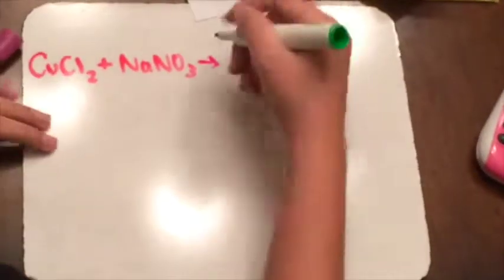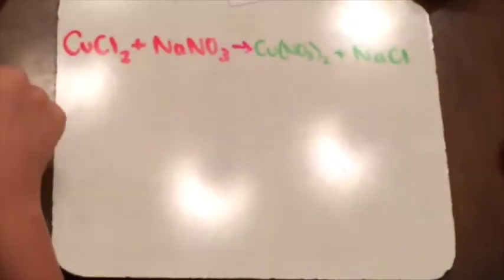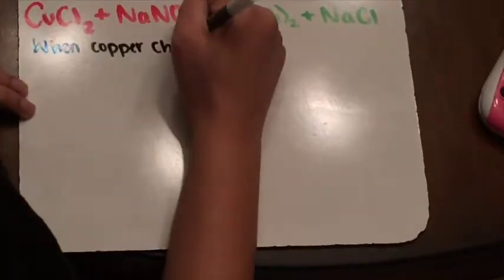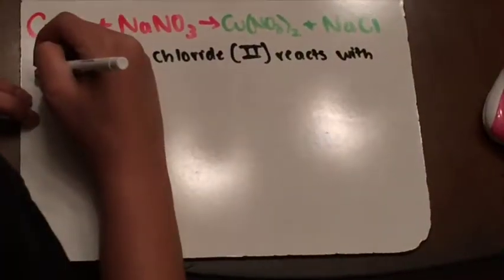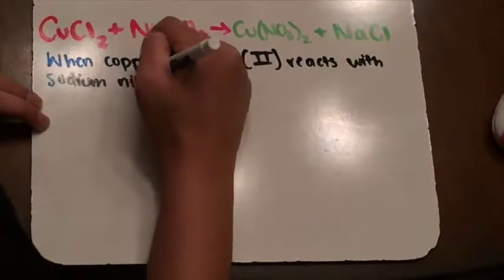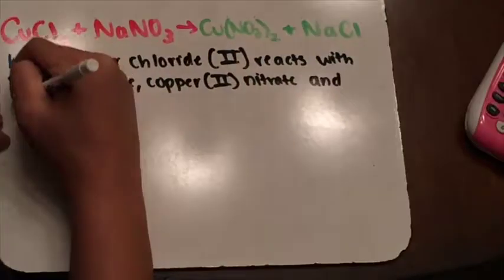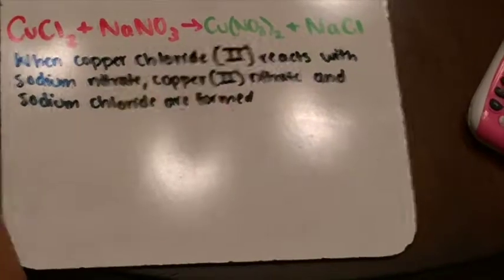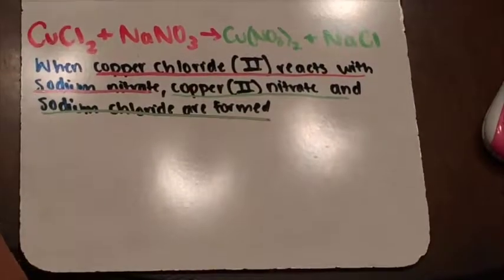So first we're just looking at our original unbalanced equation. So here it is written out. So basically the equation is saying that when copper chloride and sodium nitrate, and that's the 2 there, the 2 is the oxidation number. So when copper chloride reacts with sodium nitrate, copper nitrate and sodium chloride are formed. So that's the basic question, and that's just showing the reactants and the products and those colors.